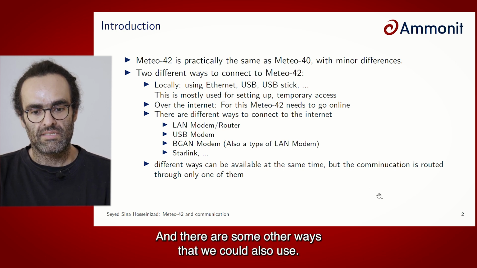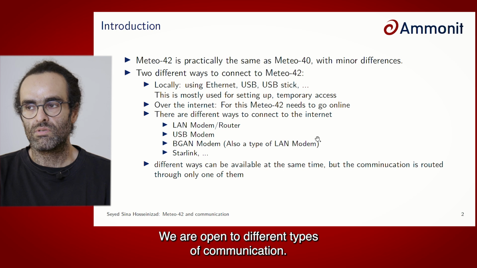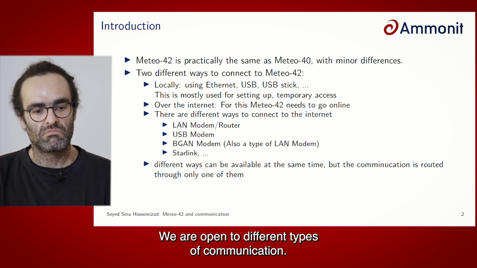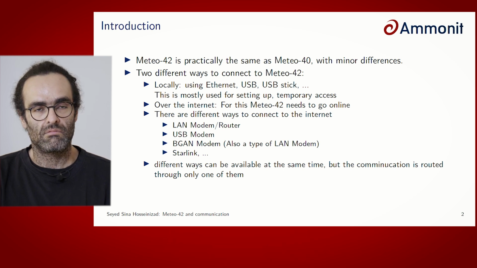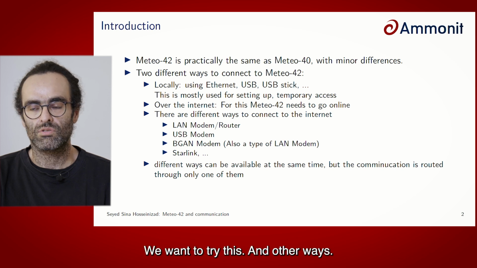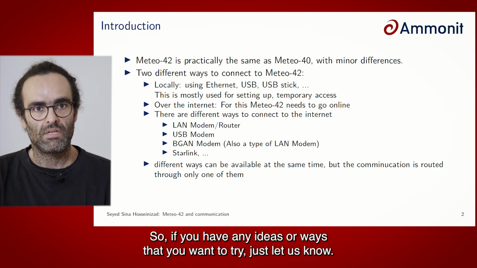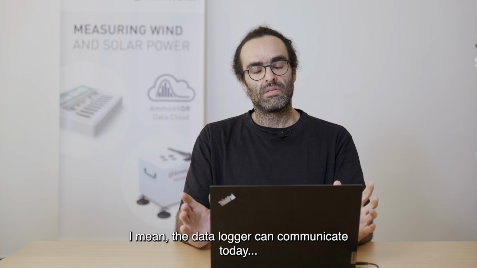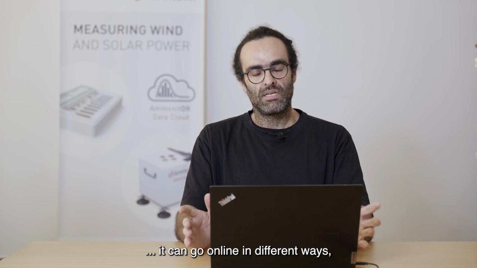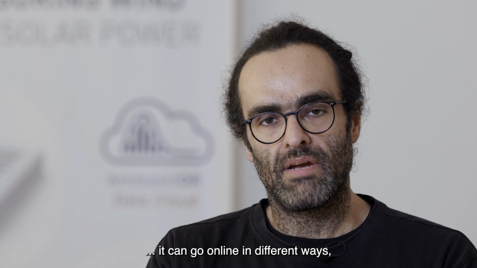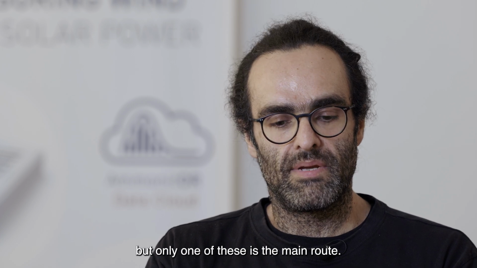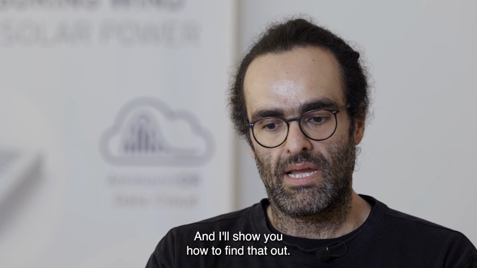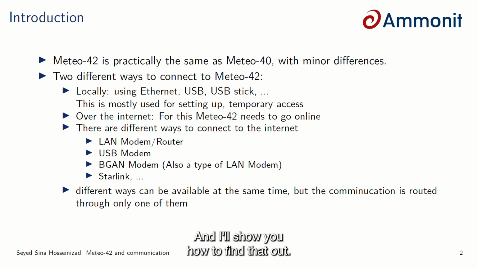And there are some other ways that we could also use. We are open to different types of communication. For example, Starlink, we have been discussing Starlink and we want to try it, and other ways. So if you have any ideas or ways that you want to try, just let us know. And moreover, we can have different ways of communication. I mean, the data logger can go online in different ways, but only one of them is the main route. And I'll show you how to find that out.